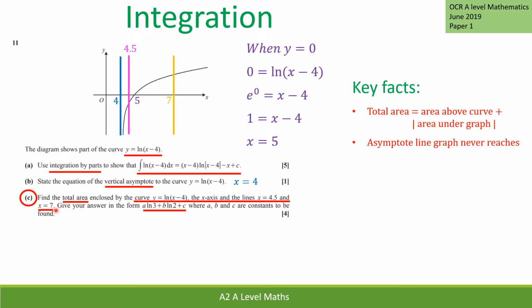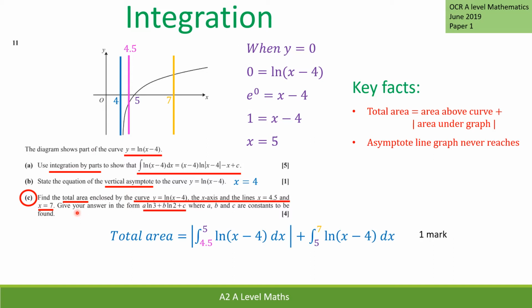That means 7 is going to be somewhere over here to the right of that. So we've got to look at the integral of two separate areas: one between 4.5 and 5 and one between 5 and 7. The answer between 5 and 7 will be positive because this is above the curve. And the answer between 4.5 and 5 will be negative because this is underneath the curve. So I've got to take my negative answer, make it positive, add that to the area between 5 and 7, and that will give me the total area.